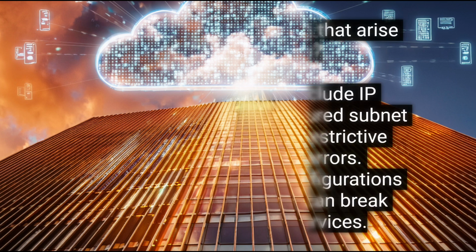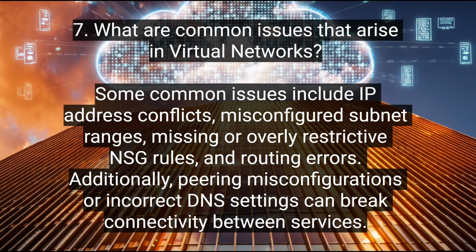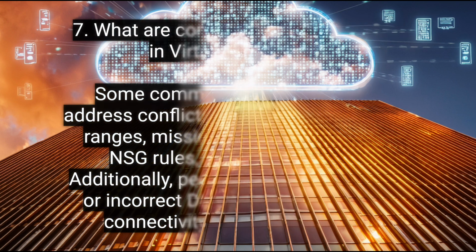7. What are common issues that arise in virtual networks? Some common issues include IP address conflicts, misconfigured subnet ranges, missing or overly restrictive NSG rules, and routing errors. Additionally, peering misconfigurations or incorrect DNS settings can break connectivity between services.